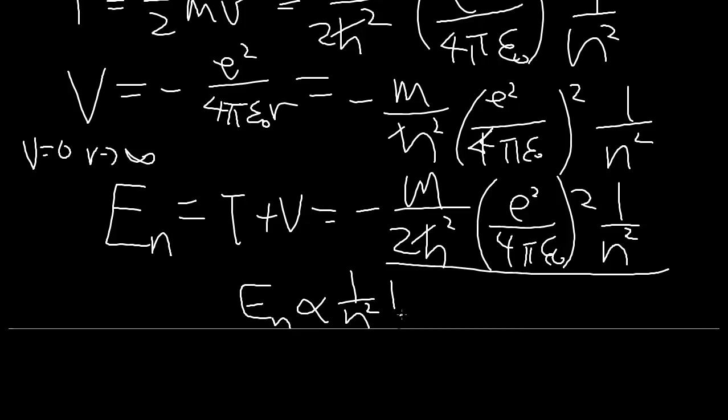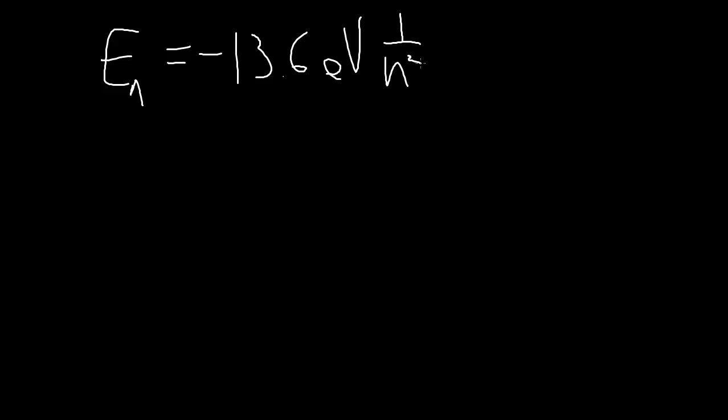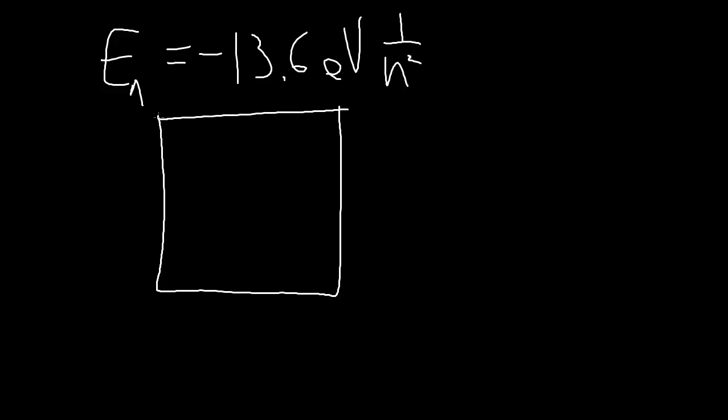Sweet. And traditionally, when n equals 1, 2, 3, we call that the K shell, the L shell, the M shell, and so on. So plugging in the numbers, we get negative 13.6 electron volts times 1 over n squared for the nth energy level. So often we like to draw this in an energy diagram. It's got a well-like shape. At the very top, you have 0 energy at infinity. At the very bottom, you have your negative 13.6 electron volts.